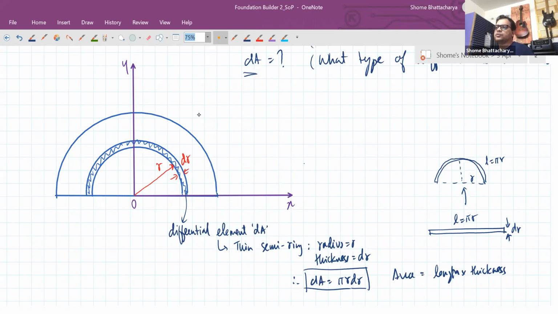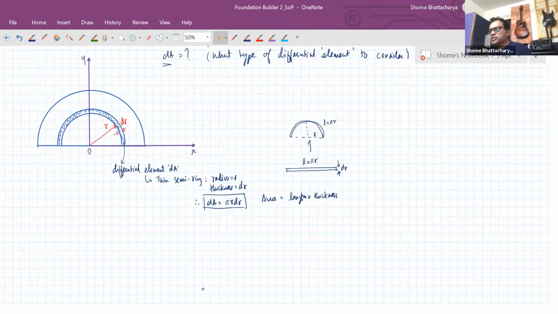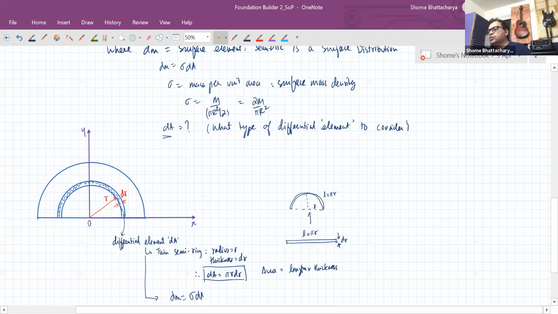But this is one option we have, and why I have considered this option is because in the last lecture we discussed the position of center of mass of a semi-ring. So notice the mass of this semi-ring. This differential element will have a mass dm of sigma into dA, that is 2m upon pi capital R square into its own area, which is pi small r into dr. So dm is going to be 2m upon capital R square into r dr.